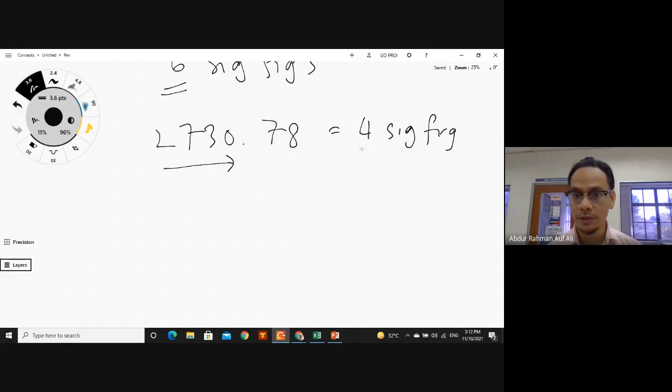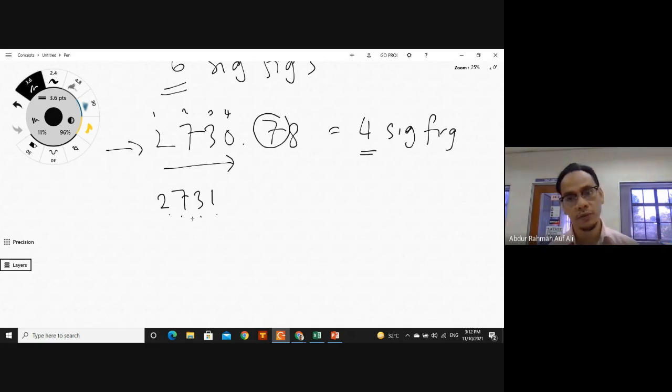So kalau my instruction to you is bundarkan pada 4 sahaja, so that means this is the first significant figure, this is the second, the third and the fourth. So kamu kena bundarkan kosong ini. So how would you do that? Tengok nombor di sebelah dia adalah 7. So kosong ni kena naik 1 because 7 ni lebih daripada 5. So that means 2, 7, 3, 1. So this is rounding this value to 4 significant figures.